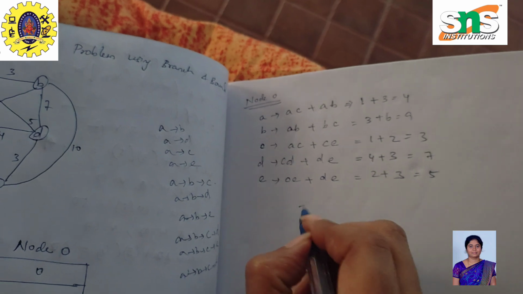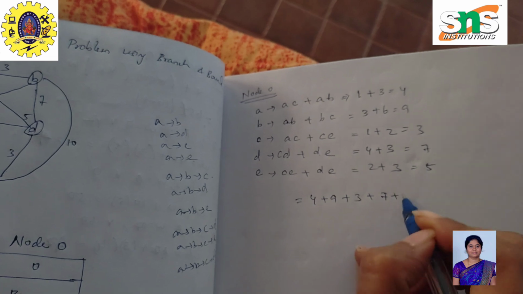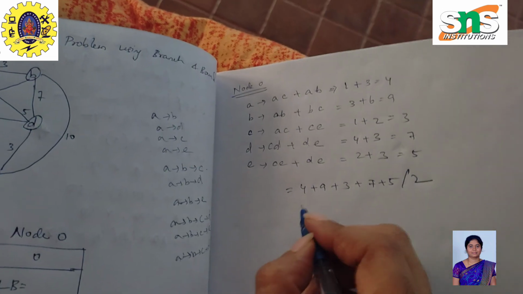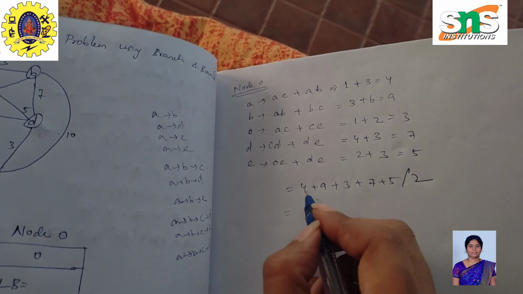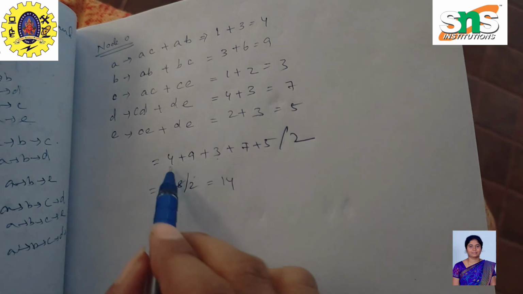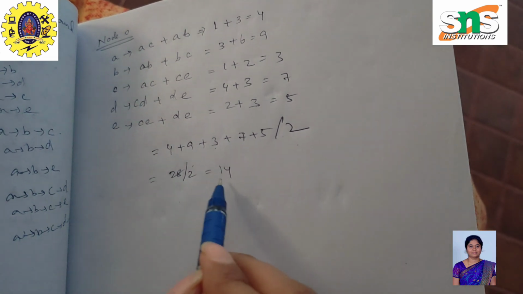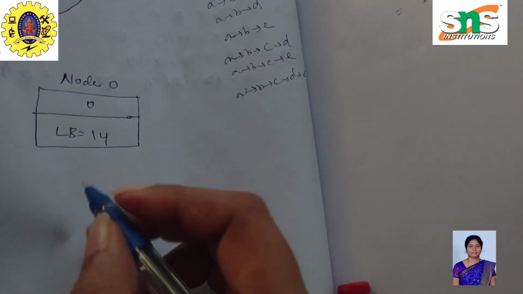Now I have to add these: 4 plus 9 plus 3 plus 7 plus 5, and divide by 2. This is the formula. The total value is 28, and divided by 2 it is 14. So here you have to fill in lower bound equal to 14. From this we have to start.